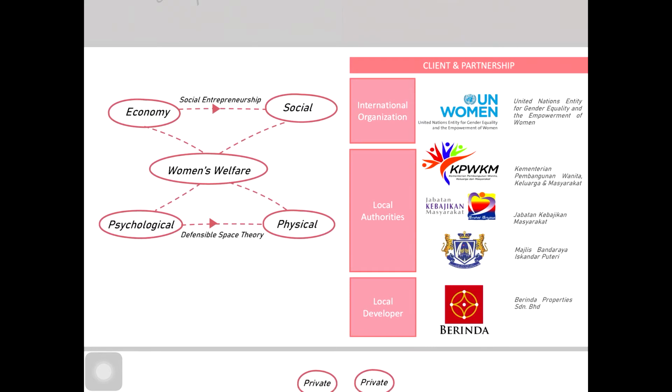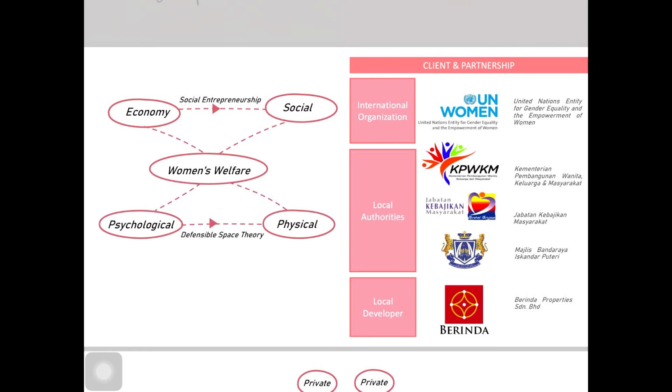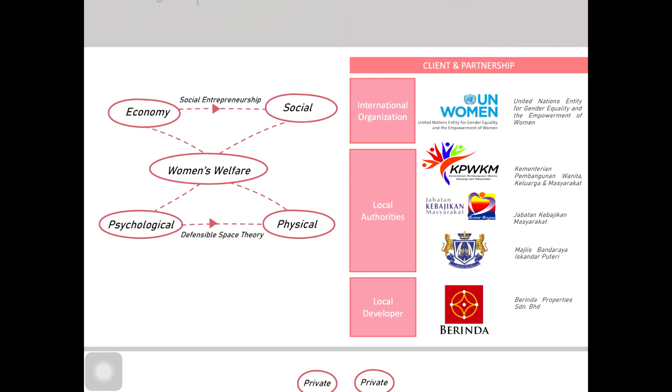Referring to the left part of the slide is the women's welfare that I would like to tackle, which is the economy aspect, social, psychological, and physical aspects. The economy and the social aspect are very much related because I would like to introduce the program of social entrepreneurship, meaning that these underprivileged women also have the opportunity to enhance their life quality, having to balance these two aspects. And the psychological and physical aspects are also related with one another because I would like to implement the defensible space theory in the design.